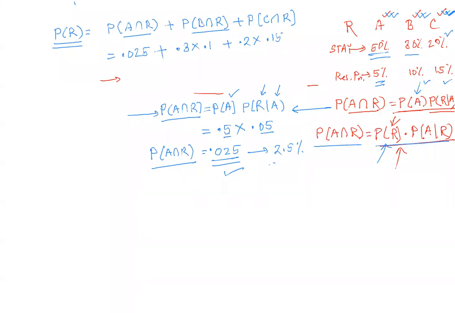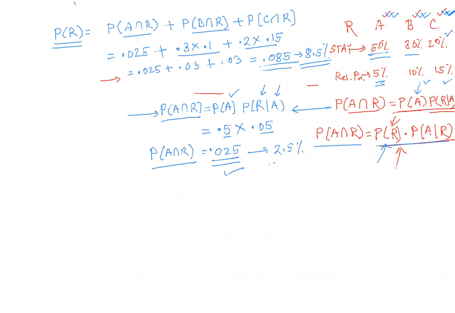So if you do the math, you're going to get 0.025 plus 0.03, since 0.3 times 0.1 is 0.03, plus 0.03 for this one also. If you add this up, it comes out to be 0.085. So the overall probability of having a reservation problem is 8.5%.